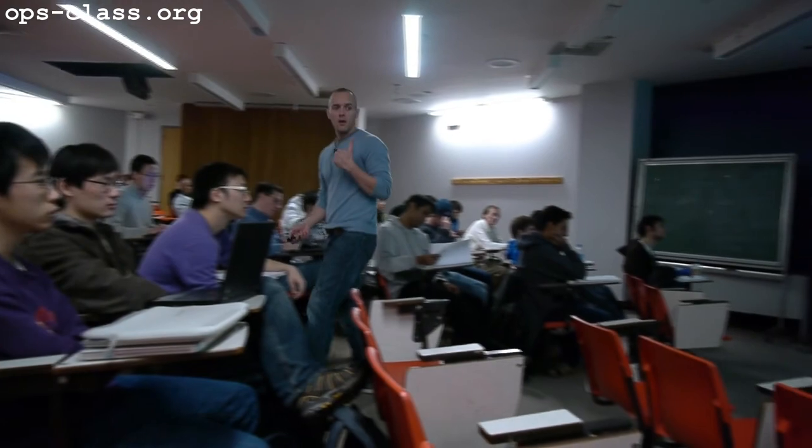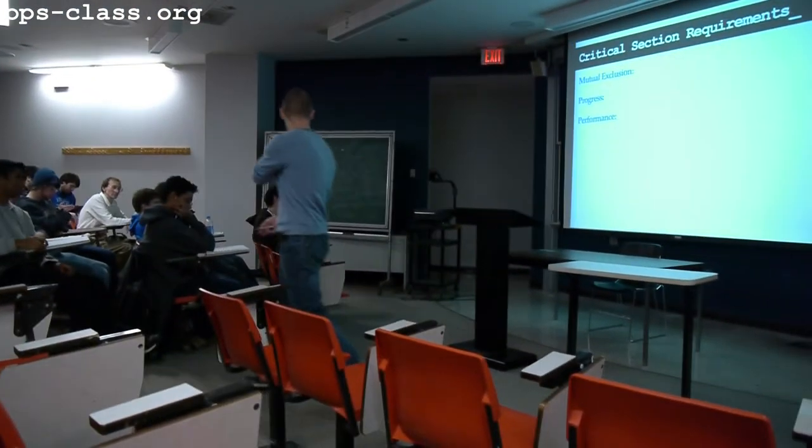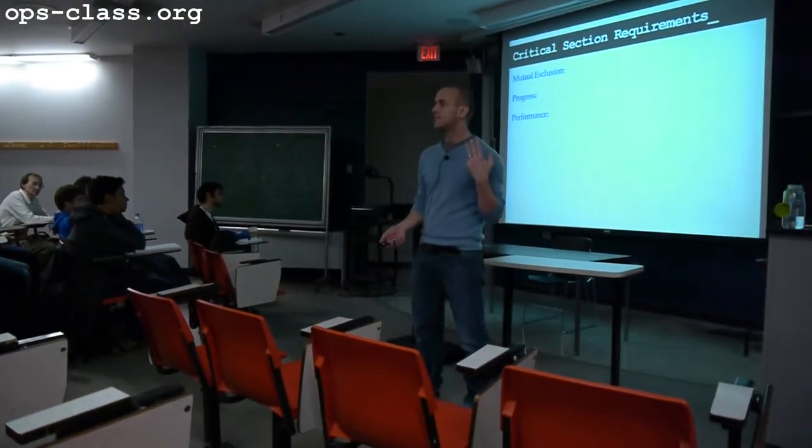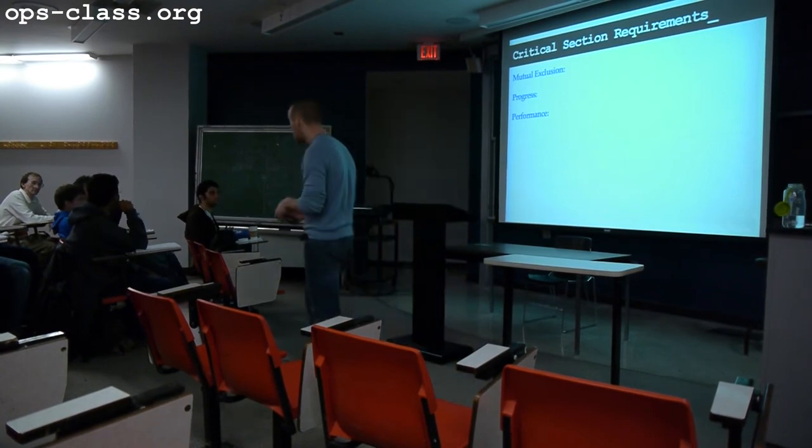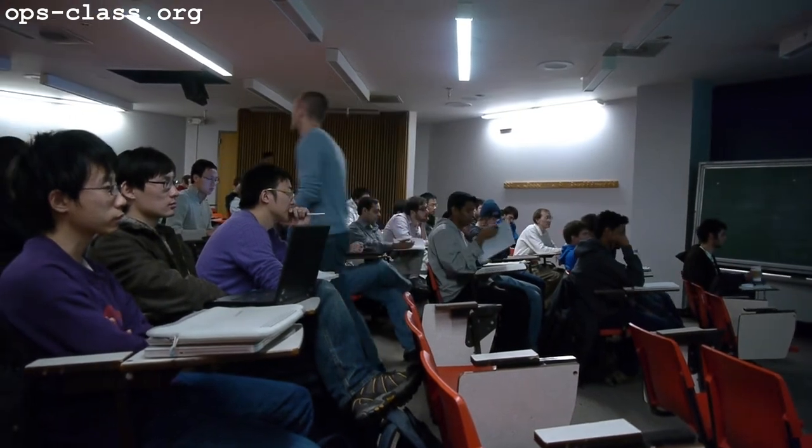Okay, requirements for the critical section. First one is mutual exclusion. What does that mean? Only one thread can run. It's just what I said. It's the definition. If you don't get that right, then you don't have a critical section.